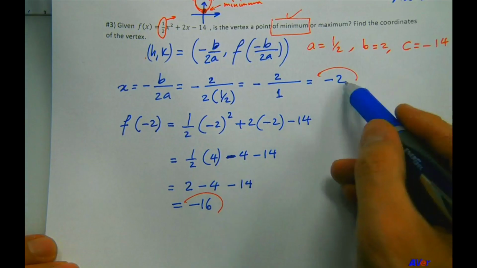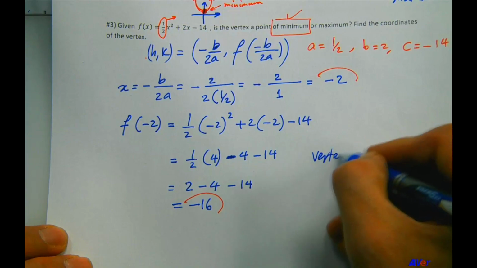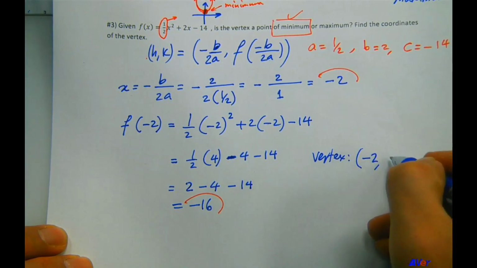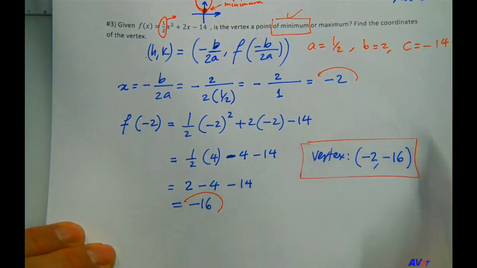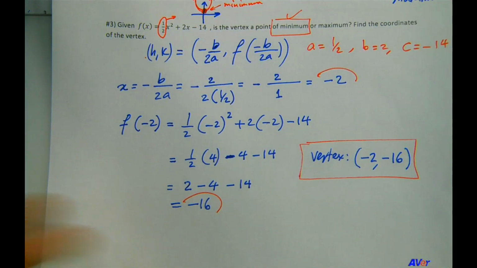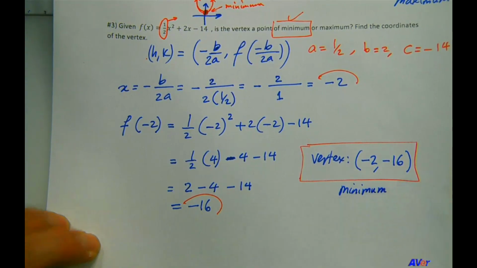So we have the x component and we have the y component. So the vertex is at negative 2 comma negative 16. Like that. Okay? And we know that this is a point of minimum. Okay, I hope this is in agreement with the solution you had. If not, and if you have questions, please bring them up to me.